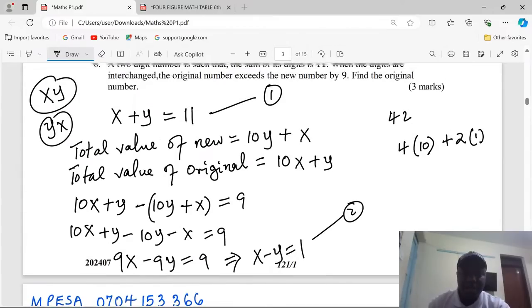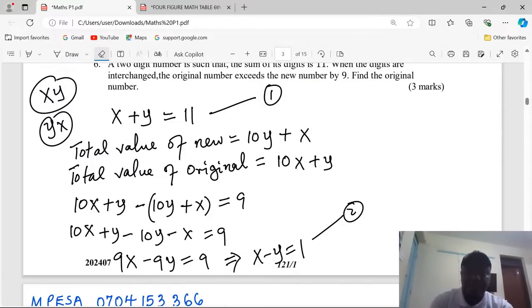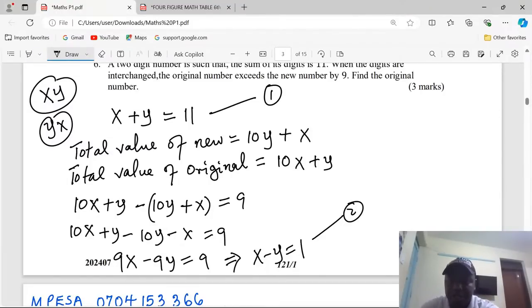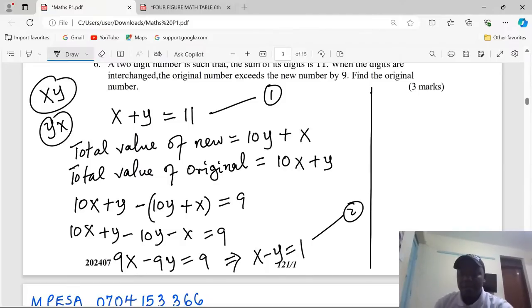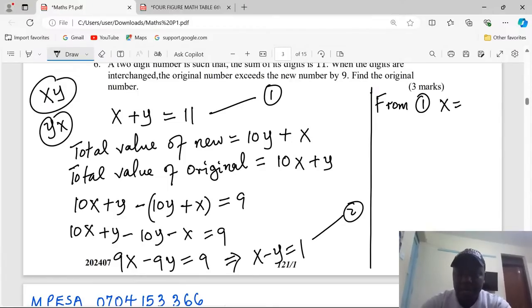Now we have the second equation and the first equation. These are the equations that we are supposed to solve simultaneously to get our number. From equation 1, remember, I want everybody to understand now, methods of solving simultaneous equations are very many. But now we are saying from equation 1, the value of x can be expressed as 11 minus y. We make x the subject of the first expression, and I want to use substitution.